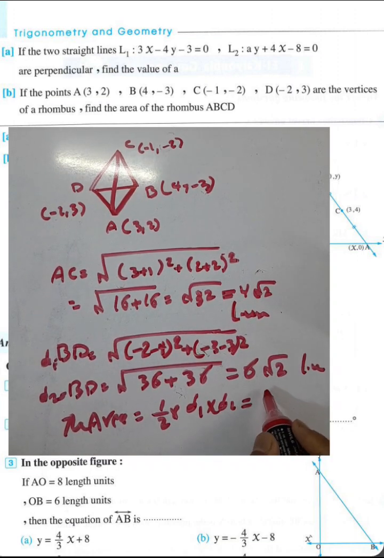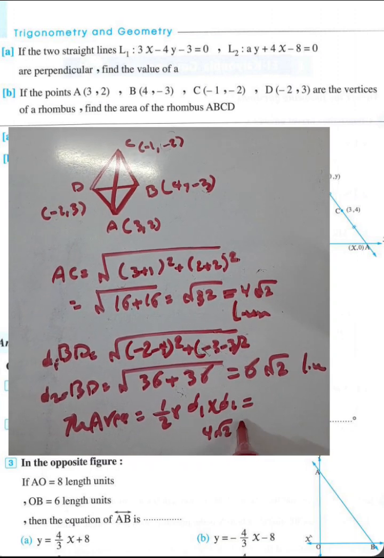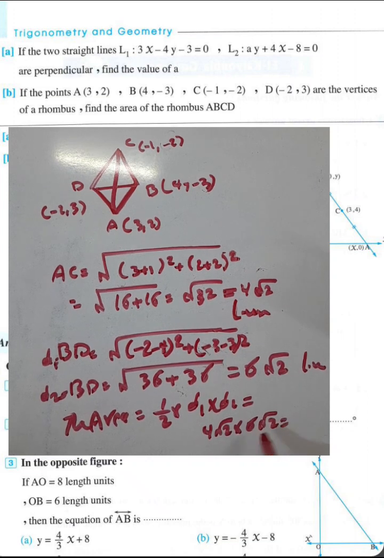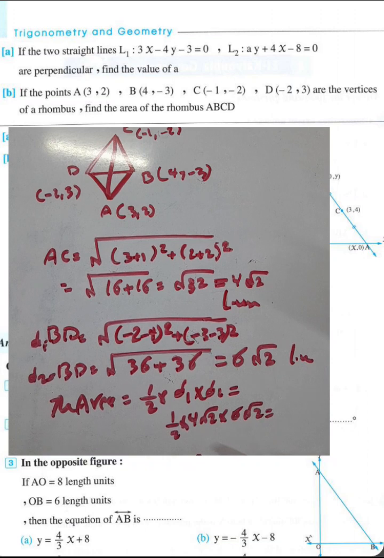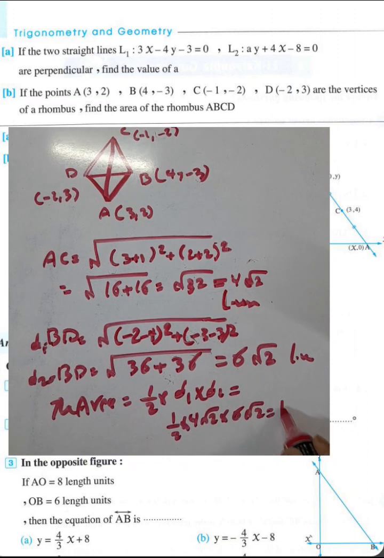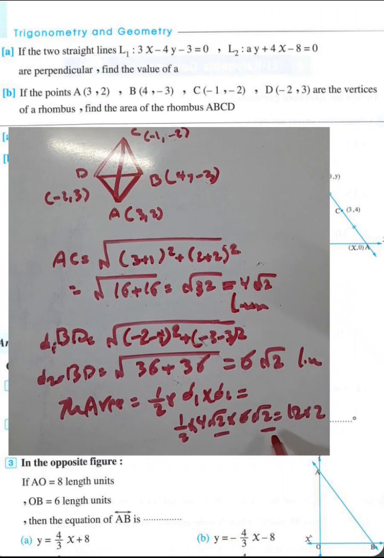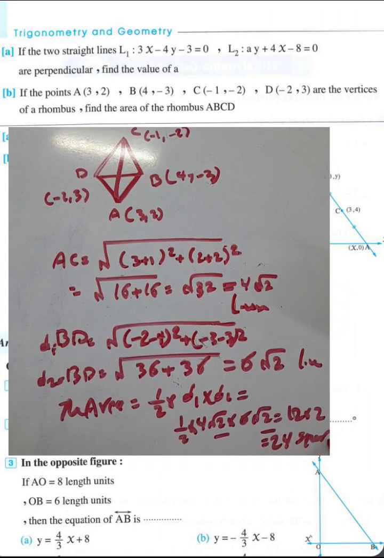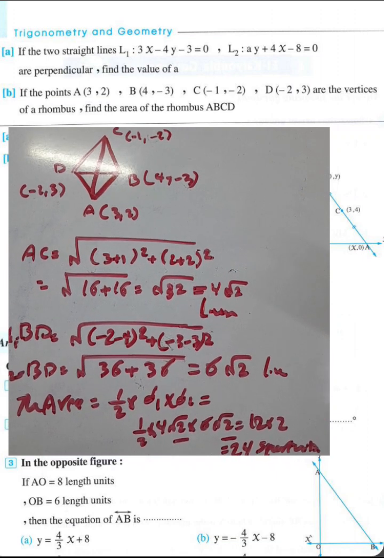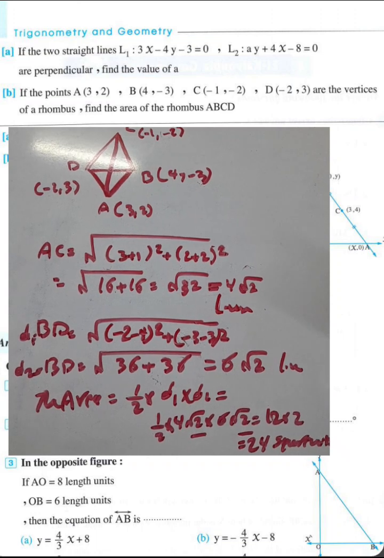Okay, write 4 root 2 times 6 root 2, product by half. You can cancel: 4 times 6 is 24, divided by 2 is 12. 12 times root 2 times root 2, which equals 2. The result will be 2 times 12, it will be 24 square units. Okay, 24 square units. Next question.